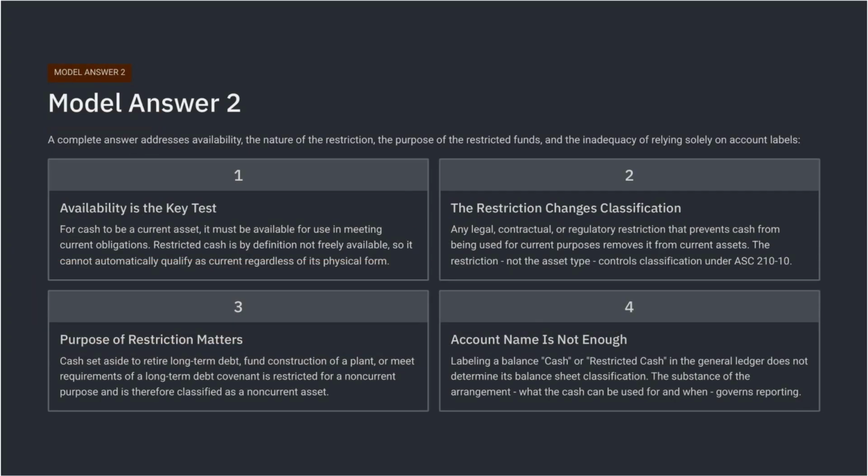A complete answer should begin with availability. For cash to be current, it must be available for use in meeting current obligations. Restricted cash is not freely available, so it cannot automatically qualify as current. Next, the restriction must be analyzed. A legal, contractual, or regulatory restriction can remove cash from current assets. Then, the purpose matters. Cash set aside for long-term debt, plant construction, or a long-term covenant purpose is normally non-current. Finally, the account name is not decisive. The substance of the arrangement, meaning what the cash can be used for and when, governs balance sheet classification.